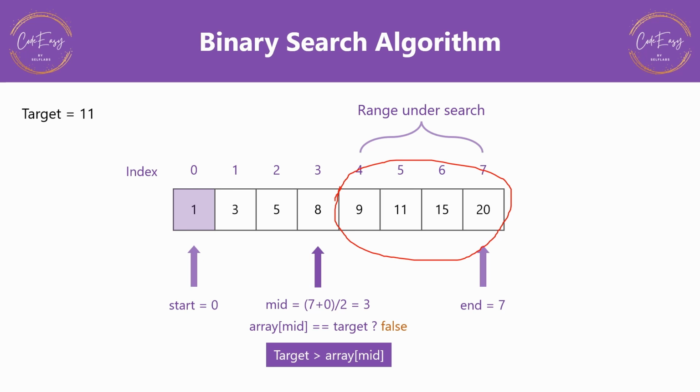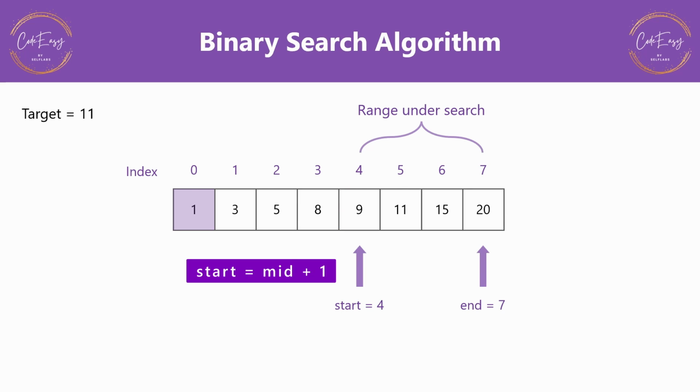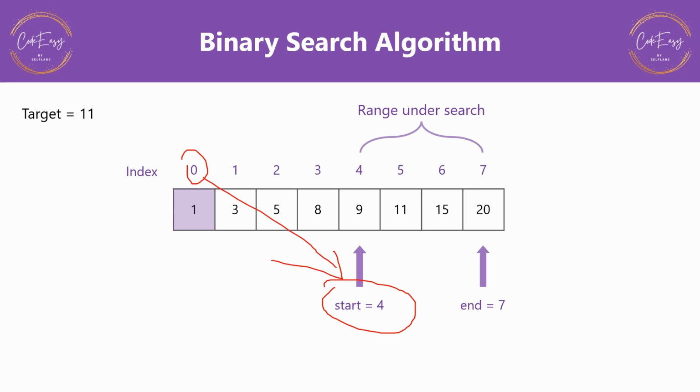Now my start and end will change because this is no more my area under search. Let's define the new start, because my end remains the same, since previously it also had the same element at the end, but my start has changed. Start earlier was 0, now it has gone to 4.